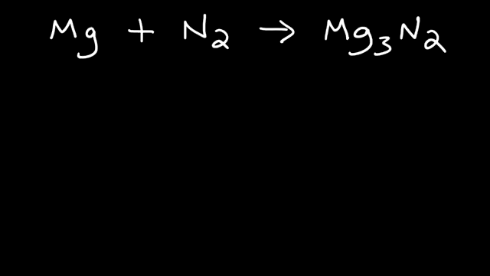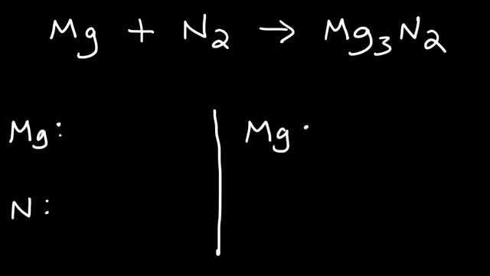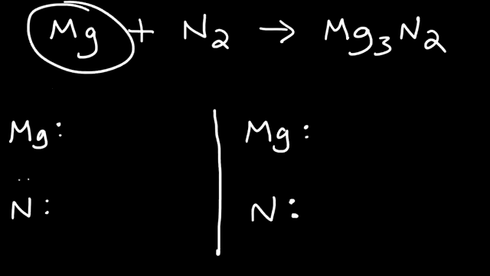We need to make sure that the number of atoms on the left side is equal to the number of atoms on the right side. So what we're going to do is list out the number of magnesium and nitrogen atoms on the left side as well as on the right side. So on the left side, I only have one magnesium atom. If you don't see a number here, then the coefficient is 1. And also, if you don't see a small number here, the subscript is assumed to be 1.